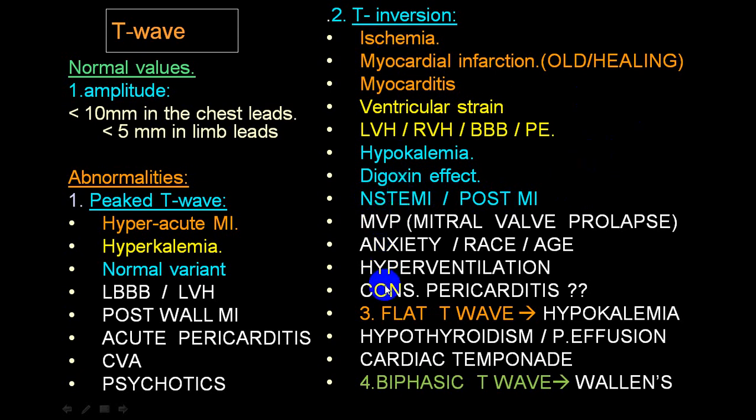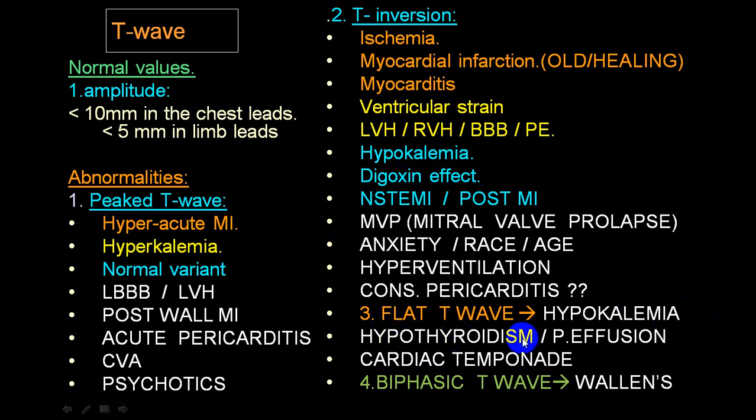Well, these conditions may or may not be present, like mitral valve prolapse, anxiety, race, age, hyperventilation, constrictive pericarditis, etc. These are non-specific, may not be of importance. But a flat T wave, you will get very frequently in hypokalemia, followed by a U wave, and you will have a tall P wave.